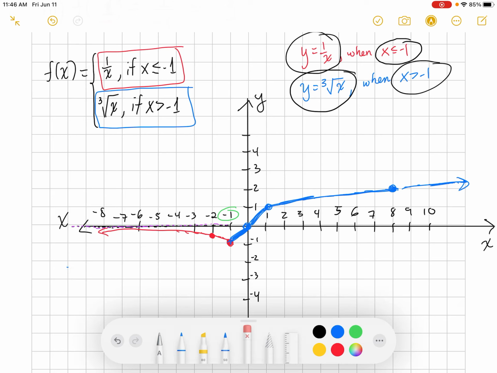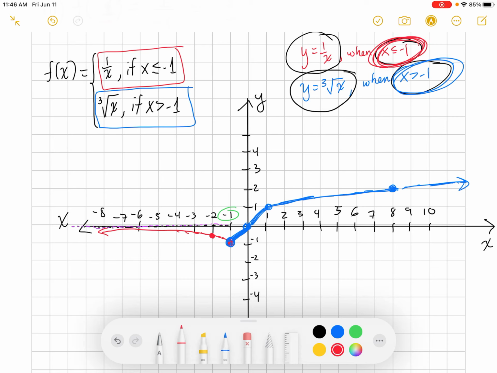So everything to the left of negative 1, the blue graph, we're going to have to get rid of. Now, if you look as far as the graph of y equals the cube root of x, the blue one, there should be a hole here. There should be a hole at negative 1 for the blue graph. There should be a hole right here. Why a hole? Because if you go back here and look, that's only when x is greater than negative 1, so it doesn't include negative 1.